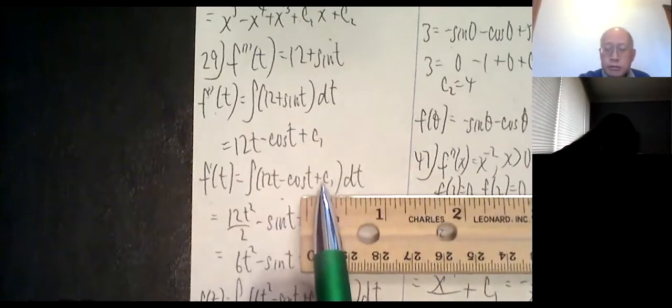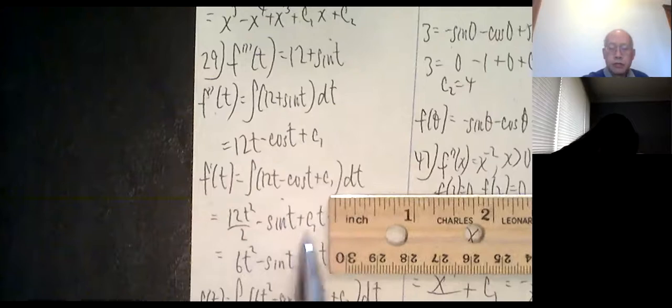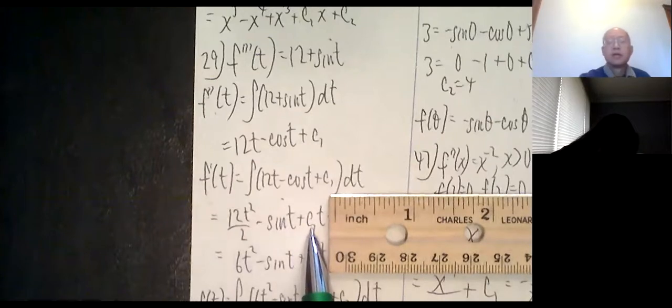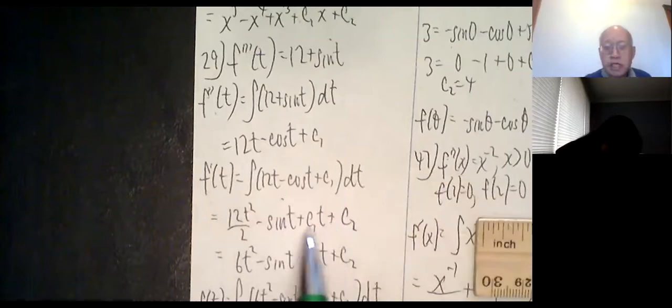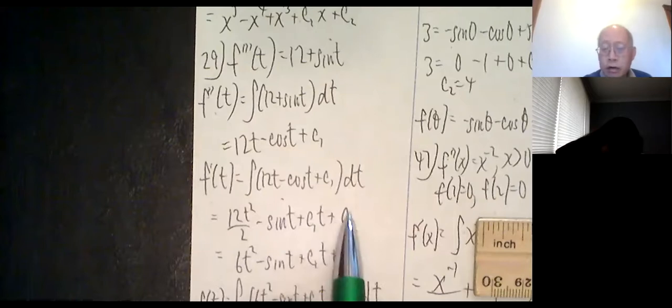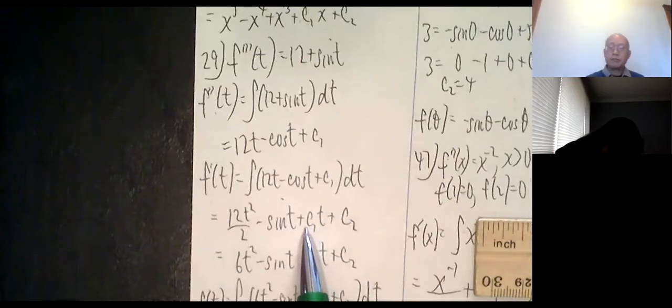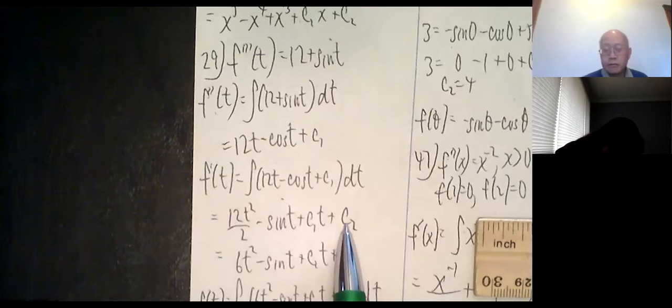Integral of C1, C1t, plus a constant, C2. Again, you must put C1 and C2 or different letters. You can't just put a C here and a C here, because mathematically that implies these C's have to be the same. They do not have to be the same. So this C can be 47. This one can be negative 1,000,000. That's allowed.